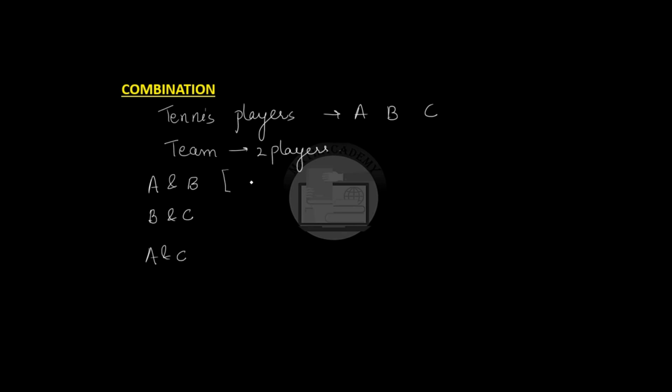Please remember that a team with A chosen first and B chosen later is the same as a team formed with B chosen first and A chosen later. The order of choosing doesn't matter here. So we are able to form three teams: a team having A and B, or B and C, or A and C.